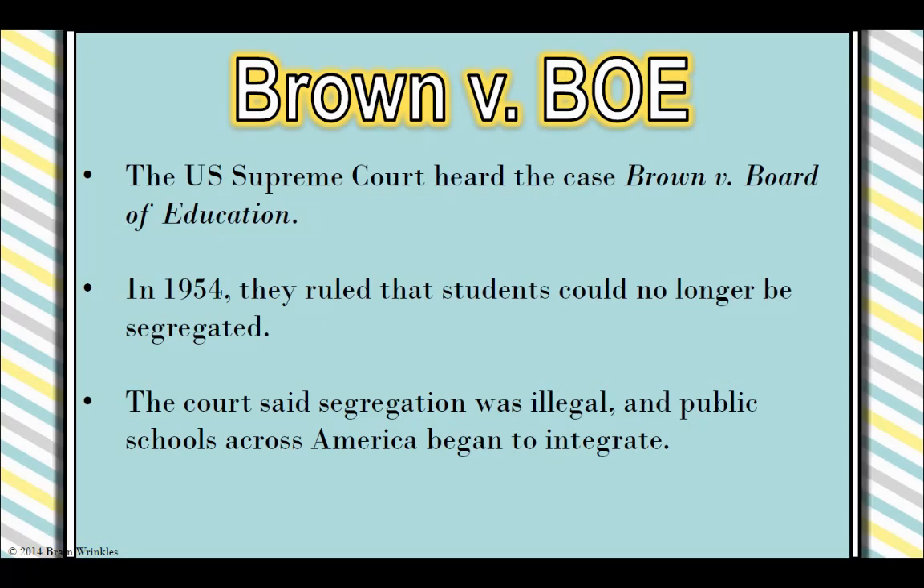Okay, so Brown versus Board of Education, we're going to break it down a little bit. The United States Supreme Court heard the case. In 1954, they ruled that students could no longer be segregated. So they completely ruled out segregation, period. The court said segregation was illegal and public schools across America began to integrate because of this. The Supreme Court finally said that at least in public schools, it is illegal to segregate and discriminate against your students.